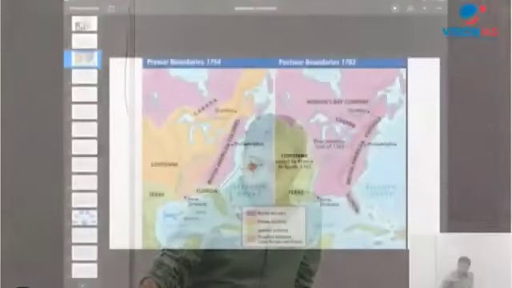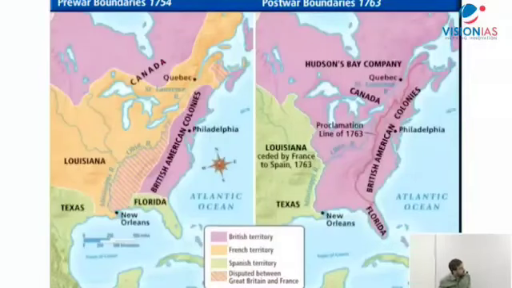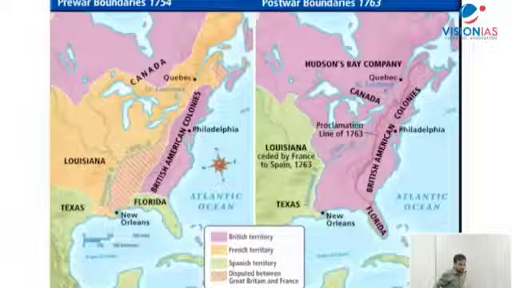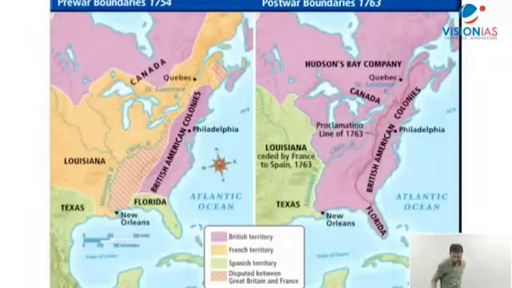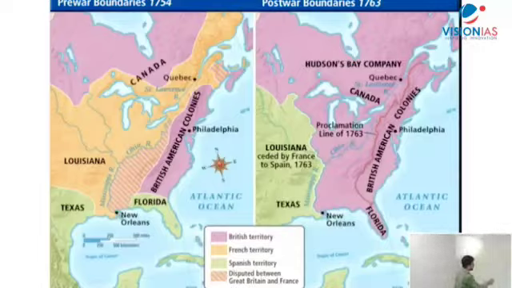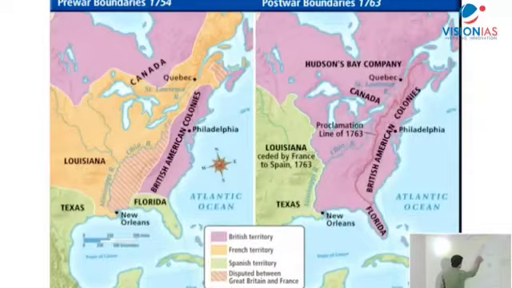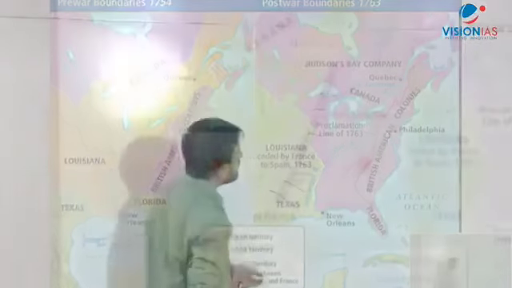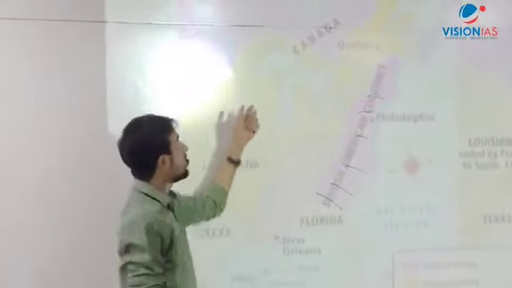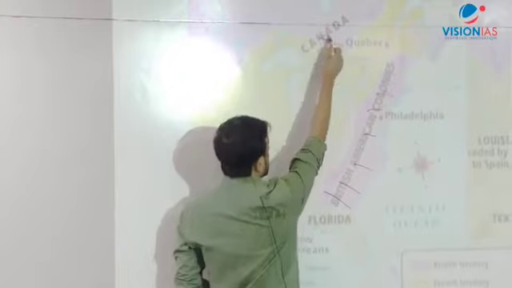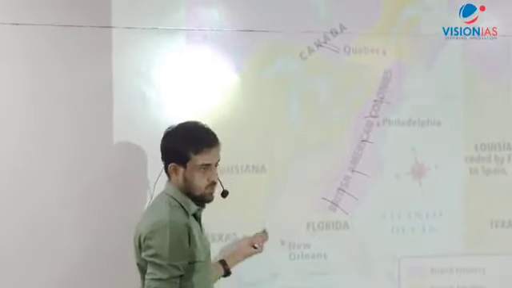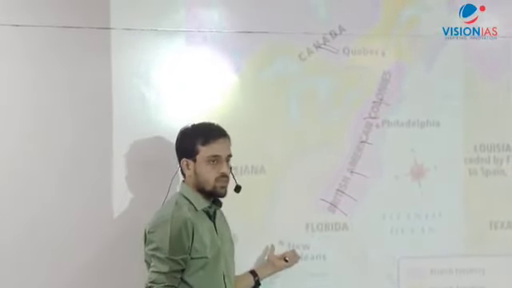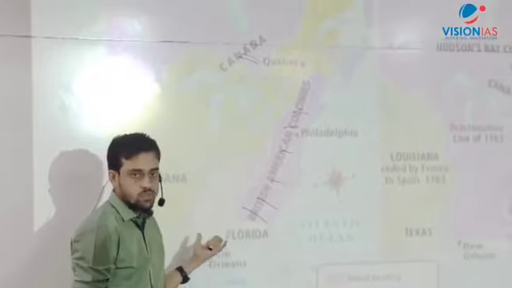Okay, and it will become more clear if you see this map, right? If you see this map, what you see is that all of this which is in pink were the British colonies, including portions of Canada as well. These were British colonies before the last major war, the Seven Years' War of 1754 to 1763.